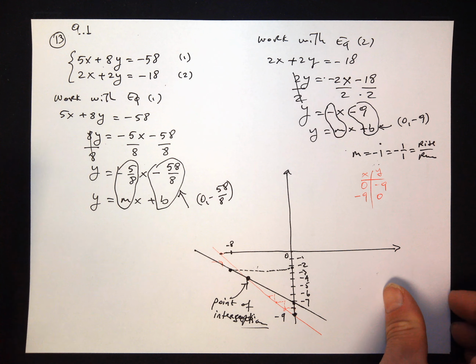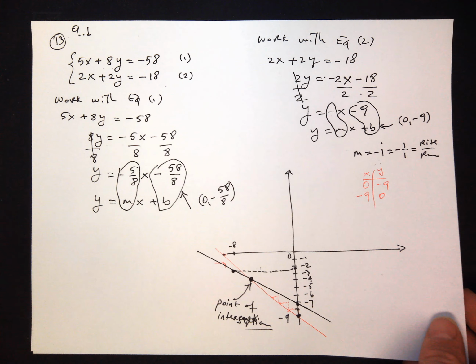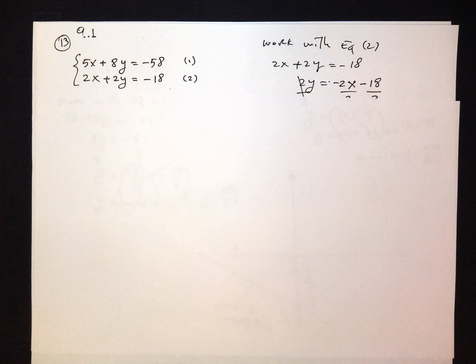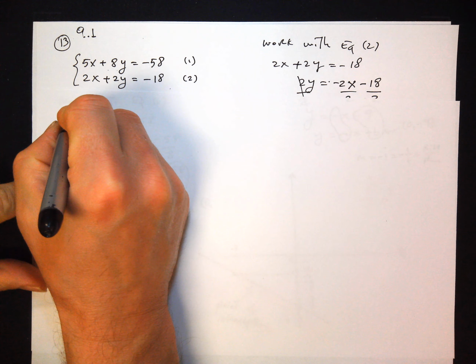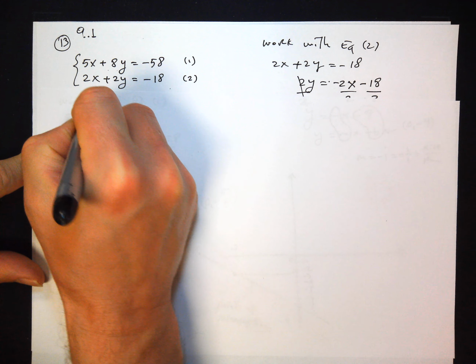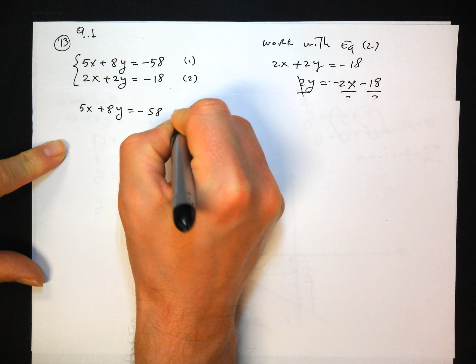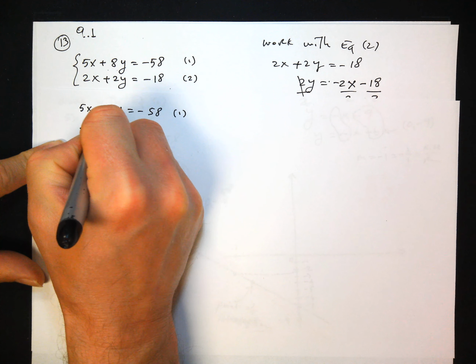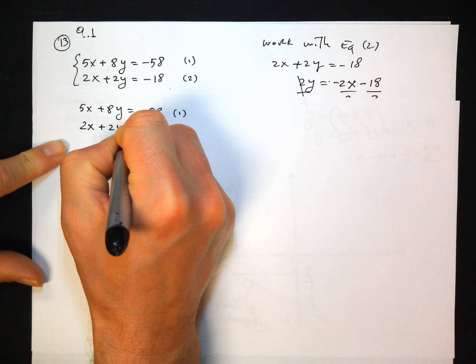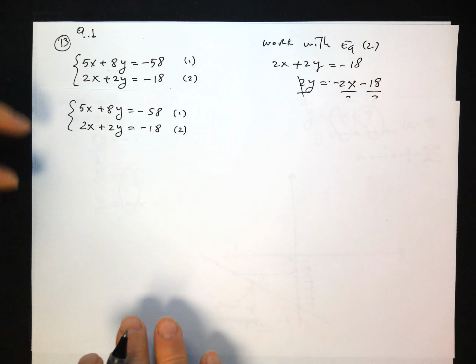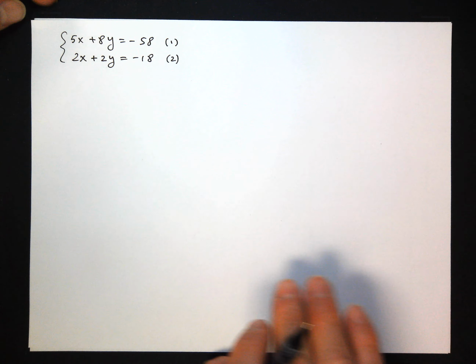So I'm going to keep this aside for now, and first let me write this down. So I have 5x plus 8y equals negative 58. This is the first equation, and then 2x plus 2y equals negative 18. This is the second. Let me pull it aside because I'm using ink and it kind of shows underneath.